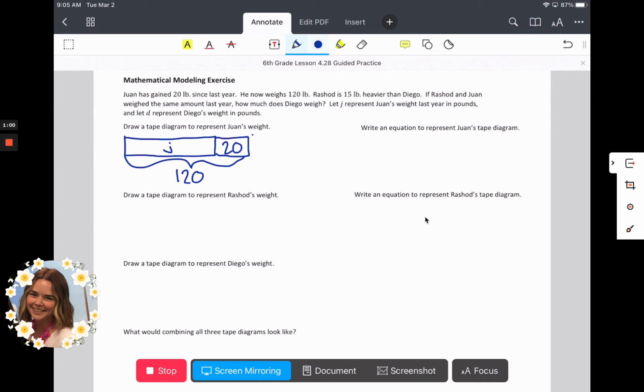And we know that Rashad is 15 pounds heavier than Diego, and Rashad and Juan weighed the same amount last year. So Rashad's tape diagram is going to be about the same length as that J part of Juan's tape diagram, but Rashad is 15 pounds heavier than Diego. So Diego is just going to be that D part.